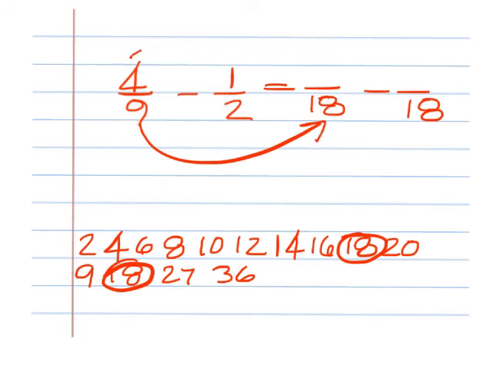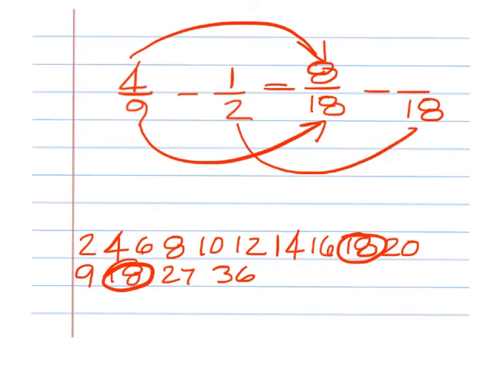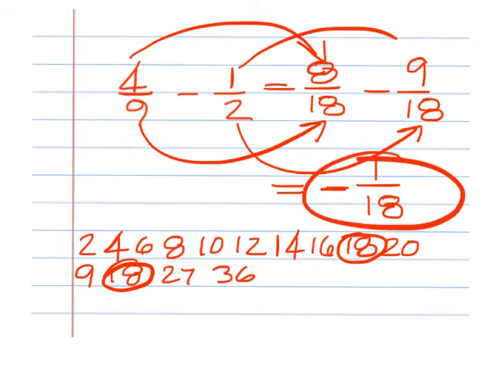9 times 2 is 18. 4 times 2 is 8. 2 times 9 is 18. 1 times 9 is 9. 8 minus 9 is a -1. Always put the negative sign directly to the left of the fraction bar. Do not write anything like this or this.